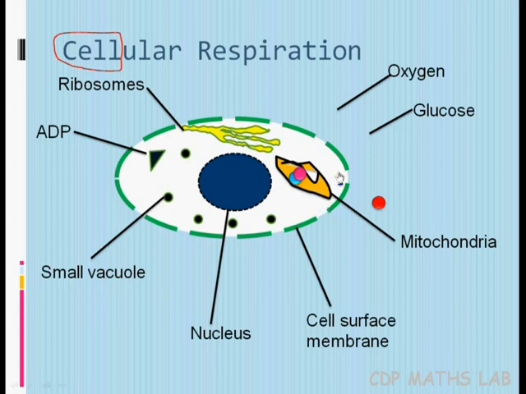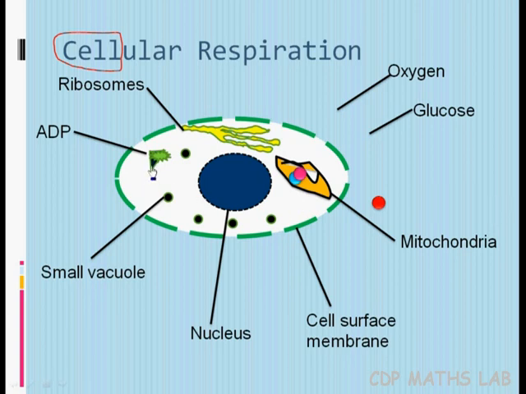What else is being released from glucose? Now this starry looking thing will represent energy. So carbon dioxide is released, and also what? Energy. So where does the energy go? It goes towards the ADP chemical. This triangle thing represents what? ADP chemical. And notice what happens after this.